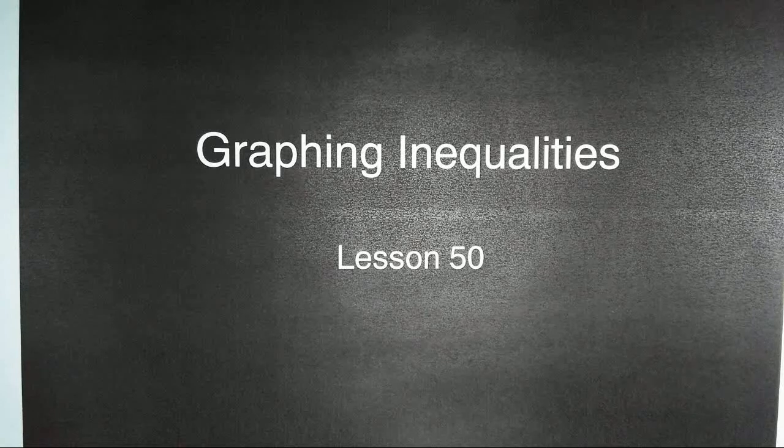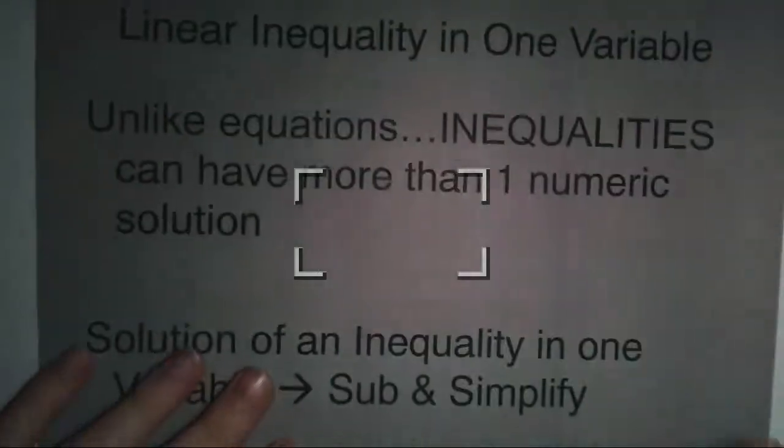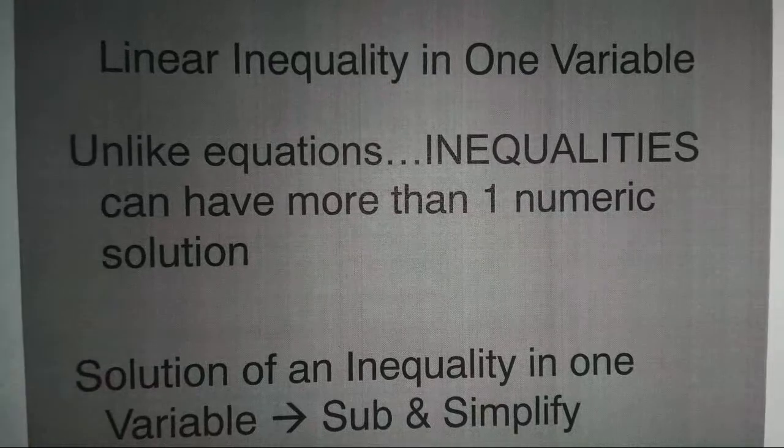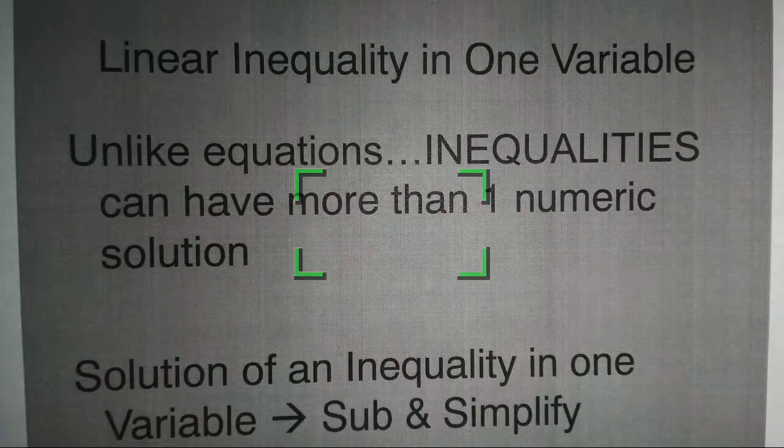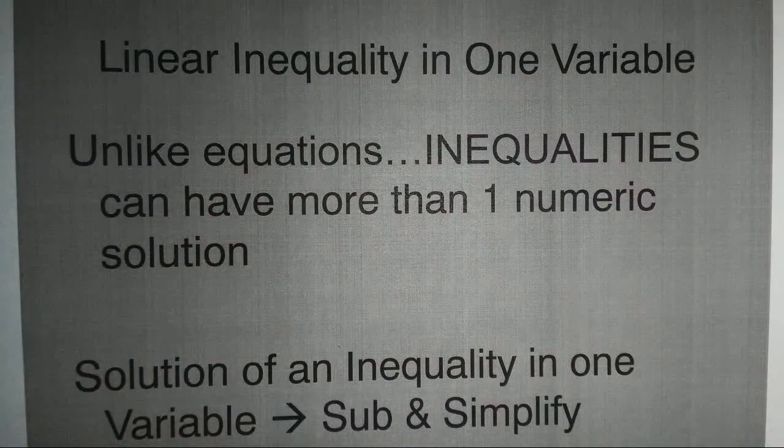All right, so this video is about graphing inequalities, and this is lesson 50 in your book. So we're going to be talking about linear inequalities in one variable. Now that means there's only one variable in our inequality. Eventually we'll get to two, but we're not quite there yet.